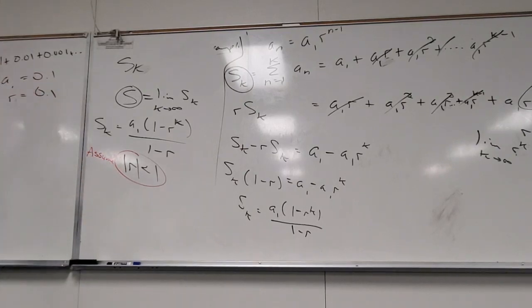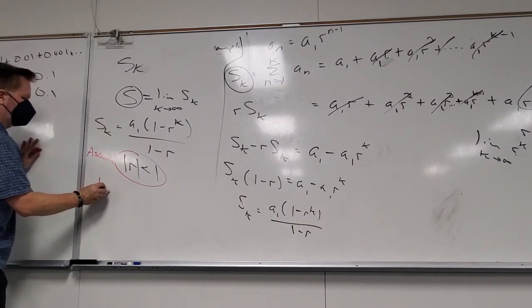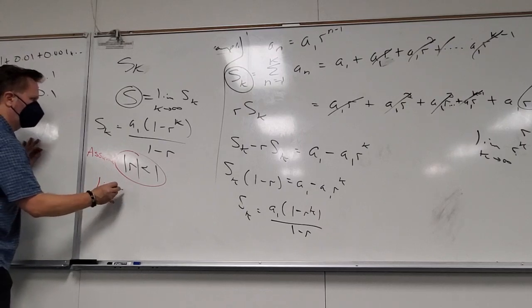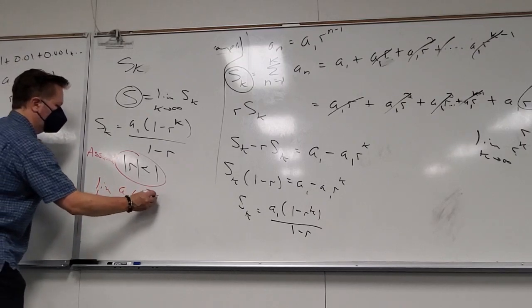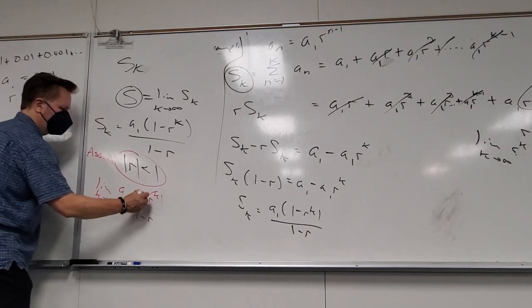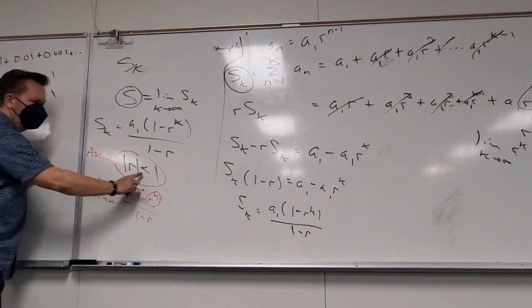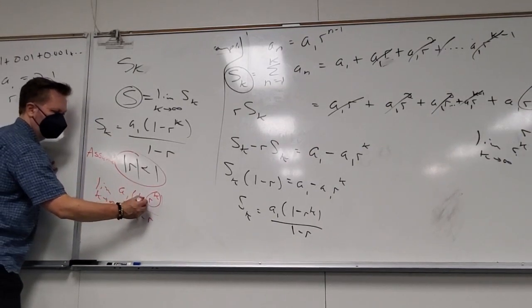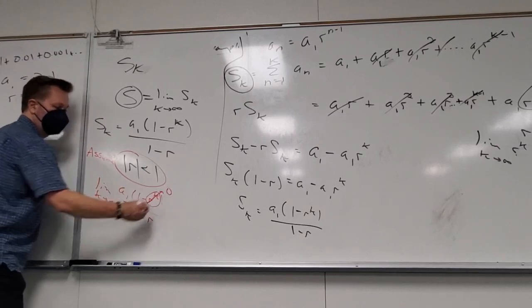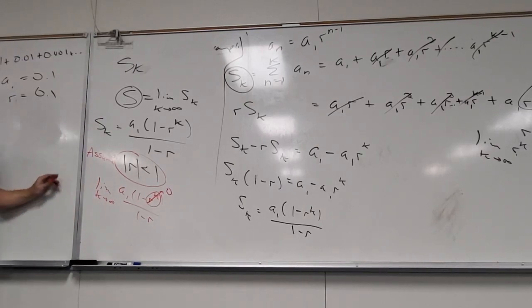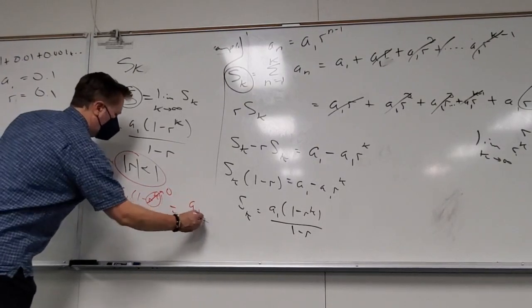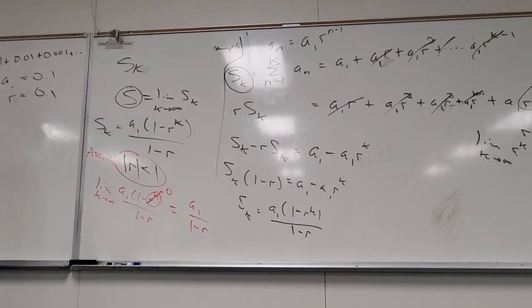If I assume this, because that's the only way it can have an actual convergent full sum, what's the limit as k goes to infinity of A1 times 1 minus r to the k over 1 minus r? Well, if r is less than 1, what does this do? It goes to 0. So the full sum would just be that.